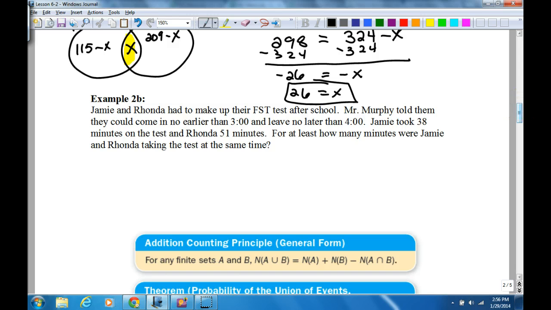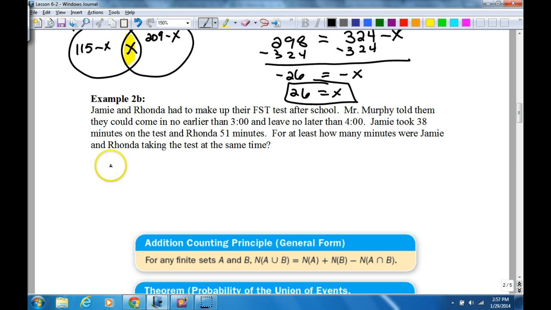On this one, it says Jamie and Rhonda had to make up their FST test after school, and Mr. Murphy told them that they could come in no later than 3 and leave no later than 4. Jamie took 38 minutes on the test. Rhonda took 51 minutes. For at least how many minutes were Jamie and Rhonda taking the test at the same time? Okay, so this is going to be the same kind of thing, okay?